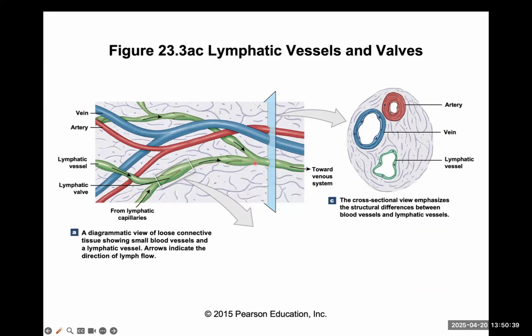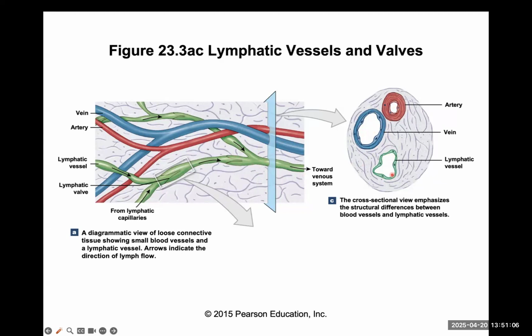Once they get to the heart, they're going to dump all the fluid back into the blood, and it's going to replenish your blood volume. And when you do a cross section, this is showing a cross section. When you cut into the vessels, it's just showing an artery, a vein, and a lymphatic vessel. We study the arteries and we know that they have much thicker walls. The veins have much thinner walls due to the fact that there's less muscle.